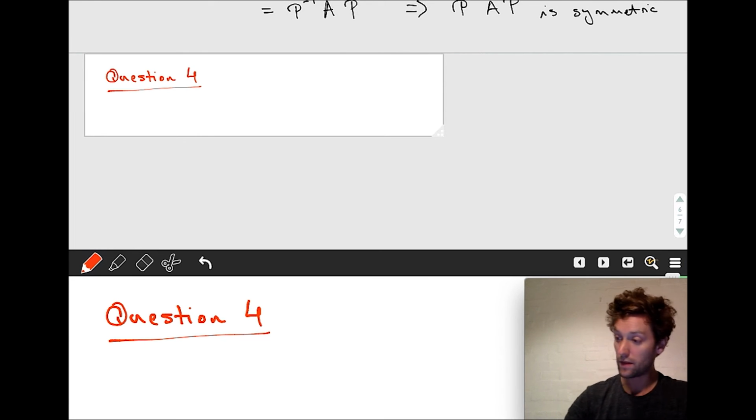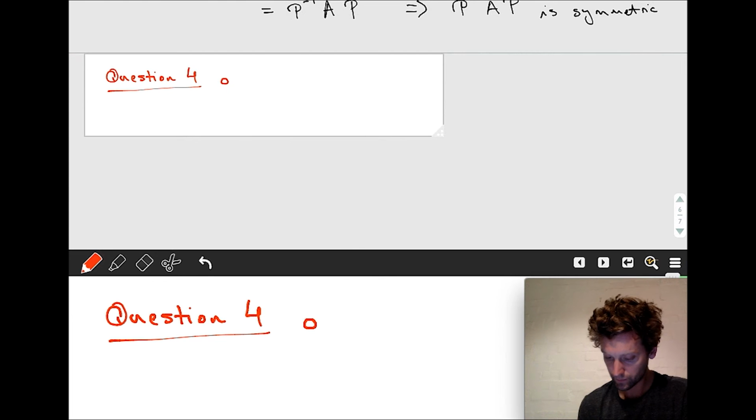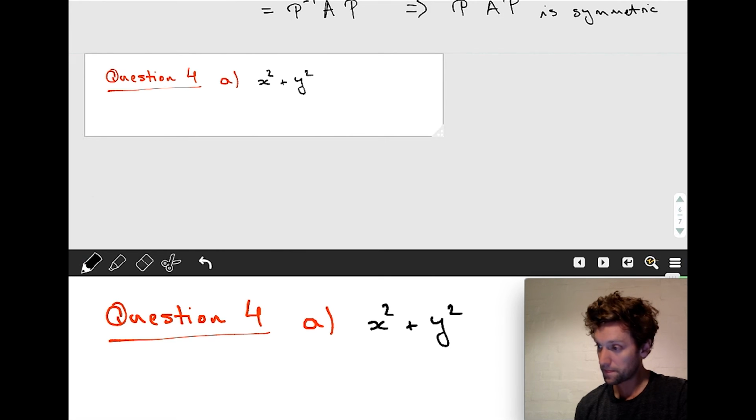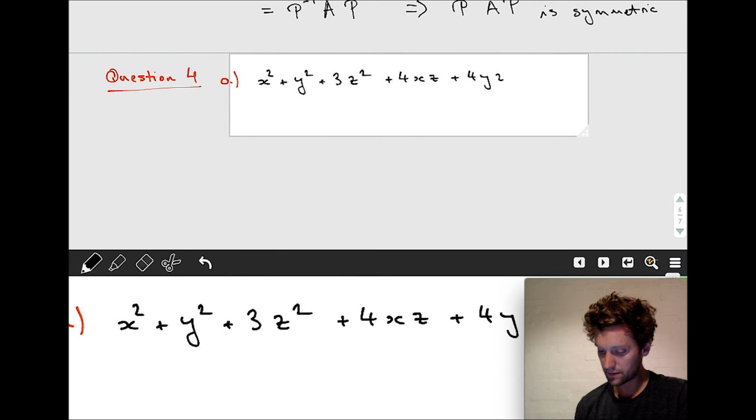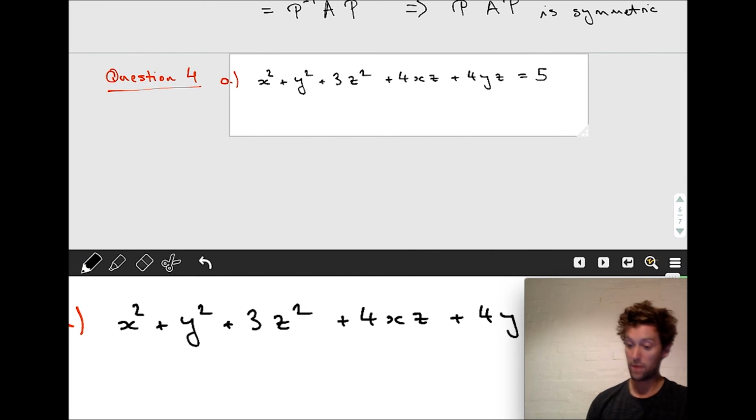So we are given the quadric surface x squared plus y squared plus 3z squared plus 4xz plus 4yz is equal to 5. And we want to express that in terms of a matrix equation.